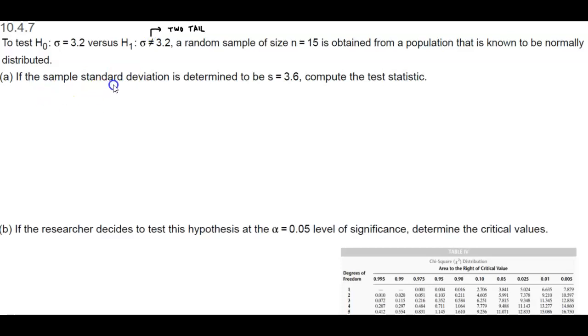Okay, now if the sample standard deviation is determined to be S, which is equal to 3.6, we're going to compute the test statistic. So what we need to do is first determine, okay, what are the values for n, which is a sample size, which is 15. We know that our population standard deviation from our null and alternative is 3.2, and from part A, we know that the sample standard deviation is 3.6. So now let's go ahead and plug that in. So we know that we have 15 minus 1 times the sample standard deviation of 3.6 squared divided by the population standard deviation of 3.2 squared.